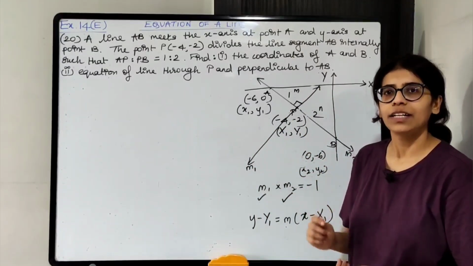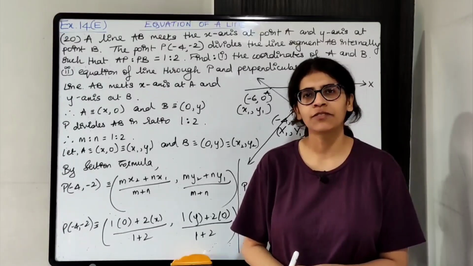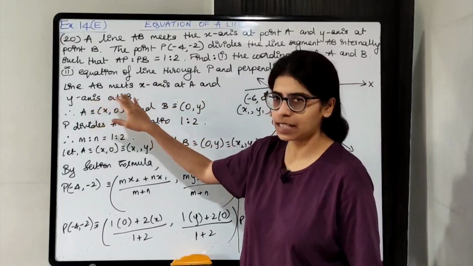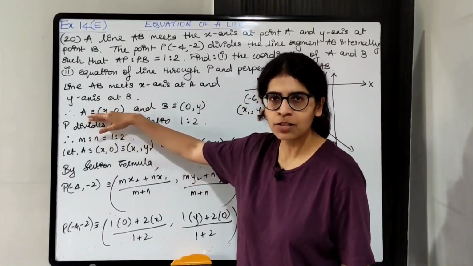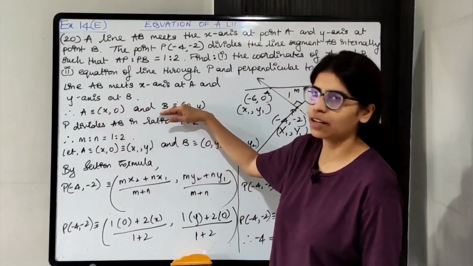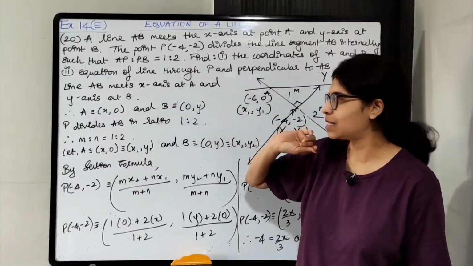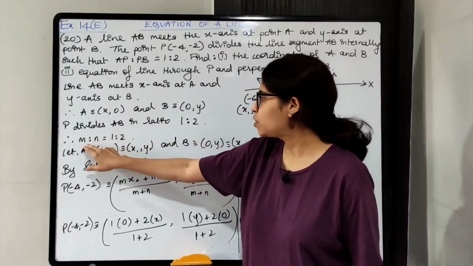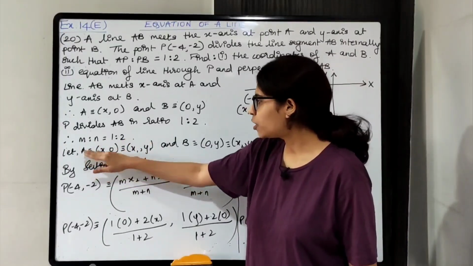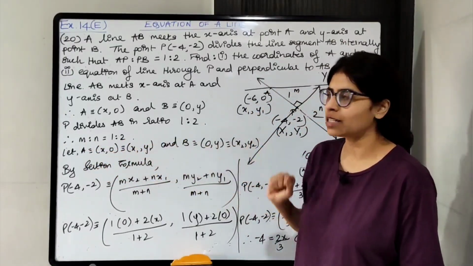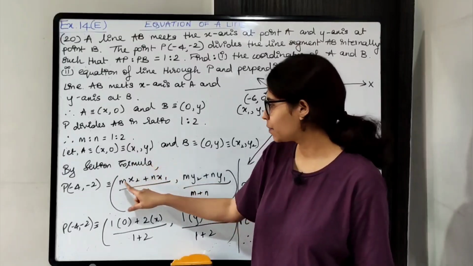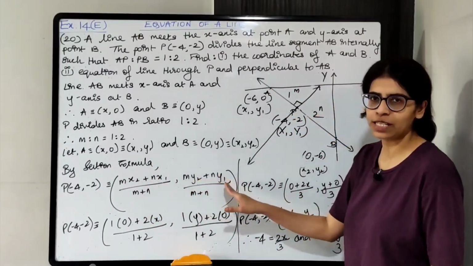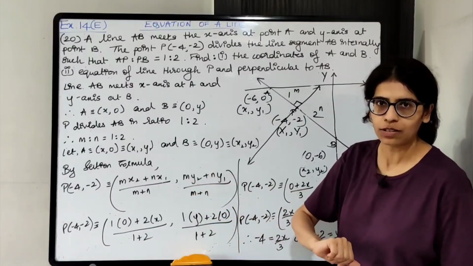Okay, so let us solve now. After drawing the figure, start with the solution. Line AB meets the x-axis at A and the y-axis at B. Therefore, A will have some x coordinate and y coordinate is 0, and B will have some y coordinate and x coordinate is 0. P divides AB in the ratio 1:2, so m is to n is 1:2. We took the coordinates of A as x1, y1 and of B as x2, y2. So by the section formula, (mx2 + nx1)/(m + n) will be the x coordinate and (my2 + ny1)/(m + n) will be the y coordinate.